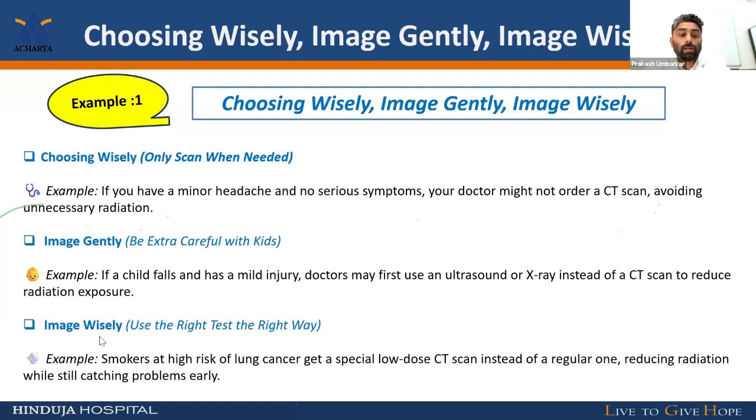Third, equally important, image wisely. What is an example? A smoker at high risk of cancer. We can use a low dose CT scan and rectify the problem. So that is also important: the right time, right imaging, and the right way we have to utilize.